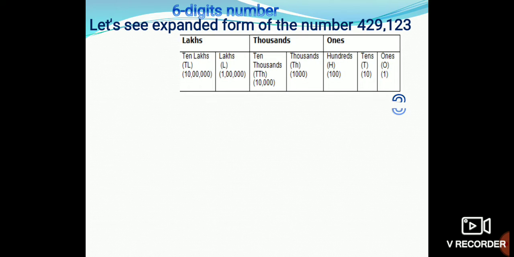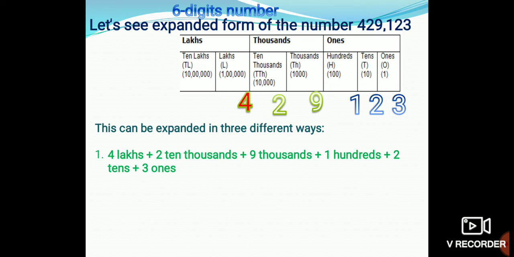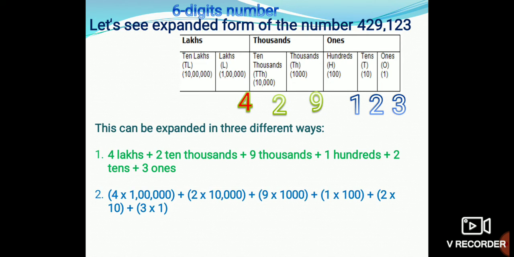This is the place value chart. Place the numbers in the place value chart: 4, 2, 9, 1, 2, 3. This can be expanded in 3 different ways: 4 lakhs plus 2 ten thousands plus 9 thousands plus 1 hundred plus 2 tens plus 3 ones, or 4 multiplied by 1 lakh plus 2 multiplied by 10,000 plus 9 multiplied by 1,000 plus 1 multiplied by 100 plus 2 multiplied by 10 plus 3 multiplied by 1, or 4 lakh plus 20,000 plus 9,000 plus 100 plus 20 plus 3.